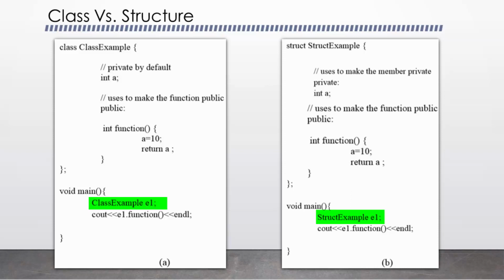The instance of a structure is called a structure variable, and the instance of a class is called an object of the class. In C++, structures are value types, unlike classes. They are used to overcome the shortcoming of arrays.